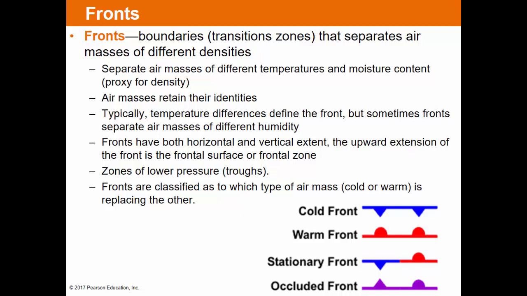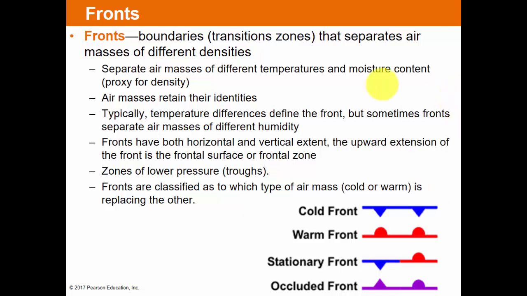They provide lift in the atmosphere. As a matter of fact, they're one of 4 ways to provide lift in the atmosphere. One way is the area of low pressure. The second way is orographically, up over a mountain. The third way is thermally, heating up a space, and that air heats up and rises. And the last way is over a front. Air is forced up over fronts because they are zones of low pressure. And fronts are classified as to which type of air mass, cold or warm, is replacing the other.